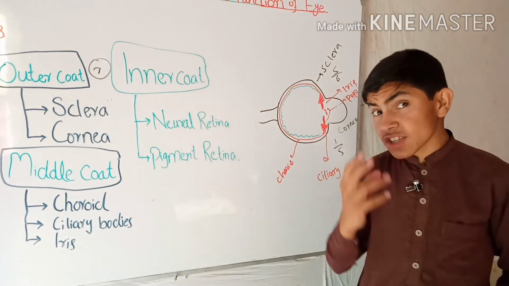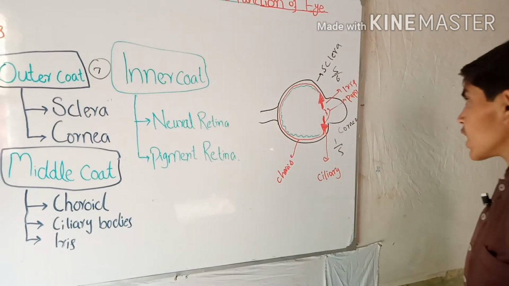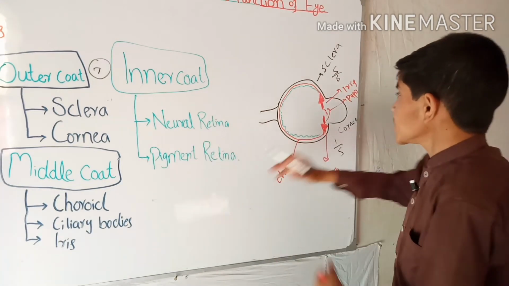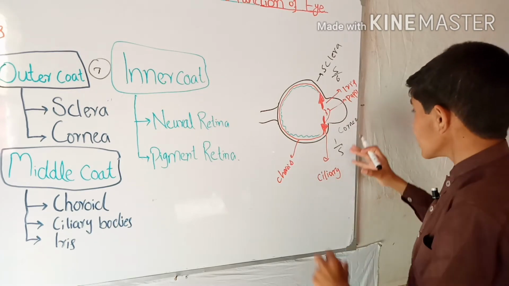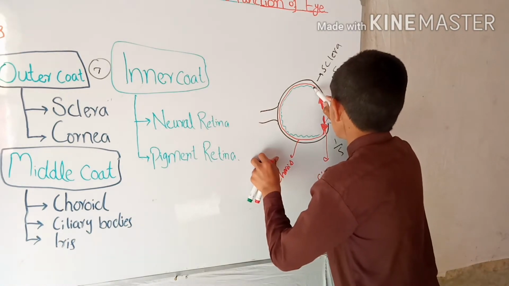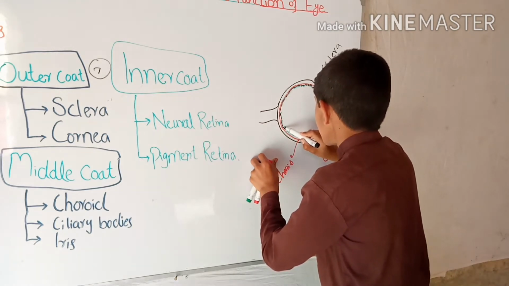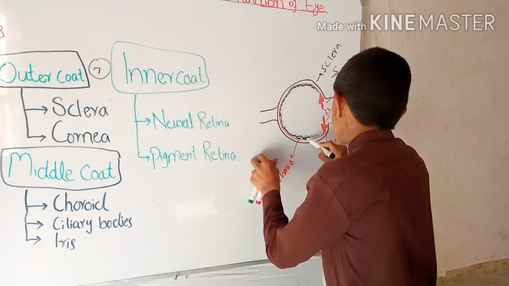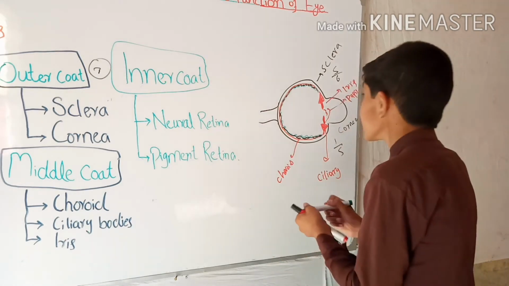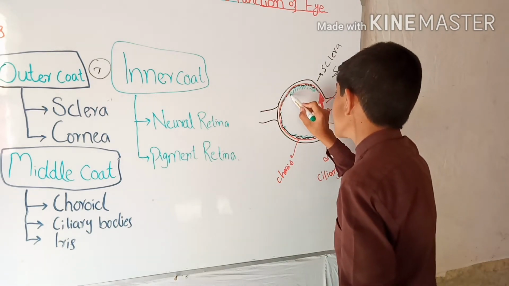This part also consists of two parts. One is the neural retina, you can see here. The second is the pigmented retina. The pigmented retina is directly attached to the middle coat, the choroid. This part is the pigmented coat, because it is pigmented in high amount. And the next part is the neural coat. Okay, this is called the neural coat.